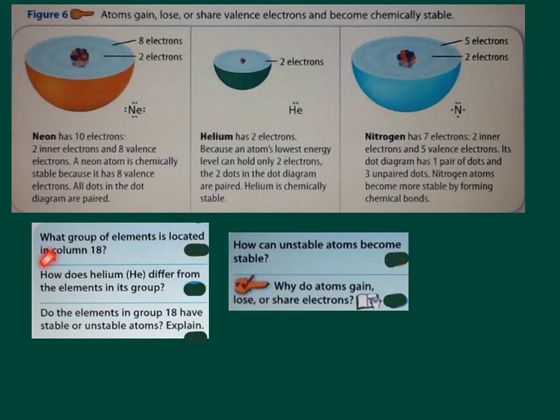So, what group of elements is located in column 18? This one. How does helium differ from the elements in its group? And this one here. Do the elements in group 18 have stable or unstable atoms? And it asks you to explain. Okay, and the last one you get to pick from is, how can unstable atoms become stable? So again, with the directions, you are definitely writing this one down and answering that question in your science journal, and you are picking 2 of these 4 to write down and answer.